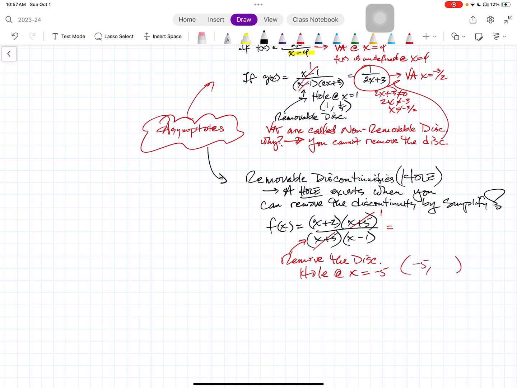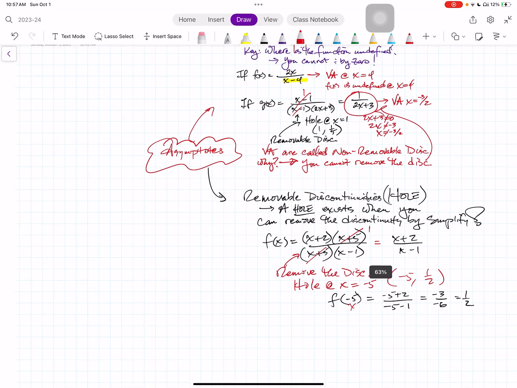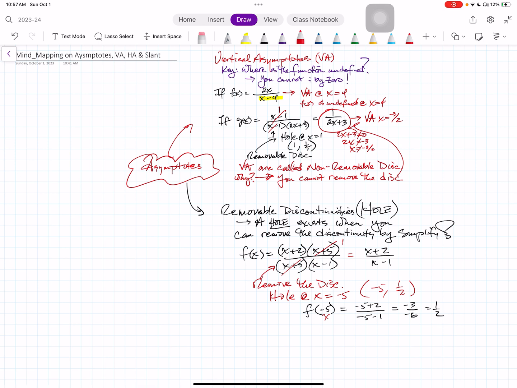So what you do is you simplify the function. So I get x plus 2 divided by x minus 1. There's your simplified function. And now you evaluate the simplified function at -5. And guess what? We call that f of -5. And so -5 plus 2 divided by -5 minus 1 gives you -3 over -6, gives you positive 1/2. And so you have a hole at -5 comma 1/2. You just substitute the x value in the function and get a y value. You do what you always have done, ever since Algebra 1.